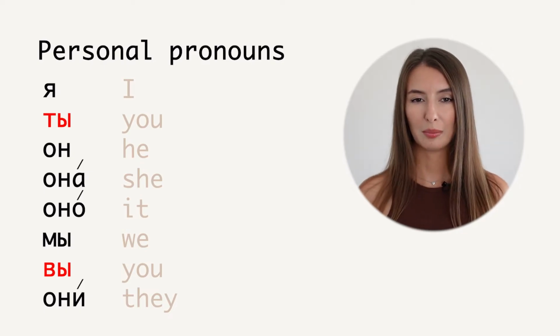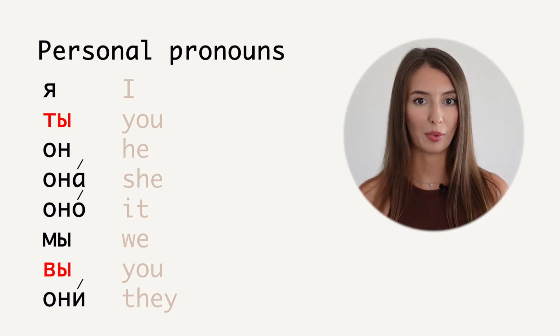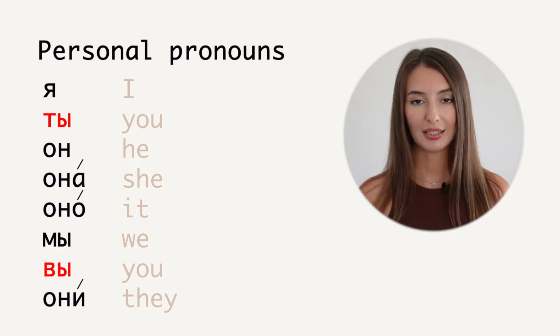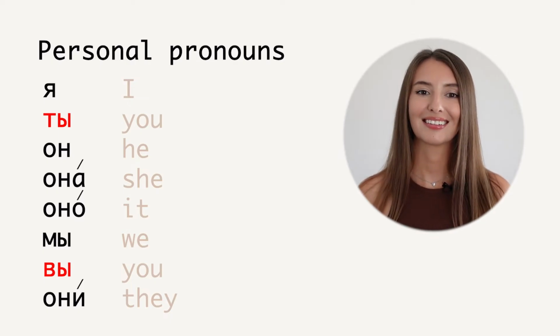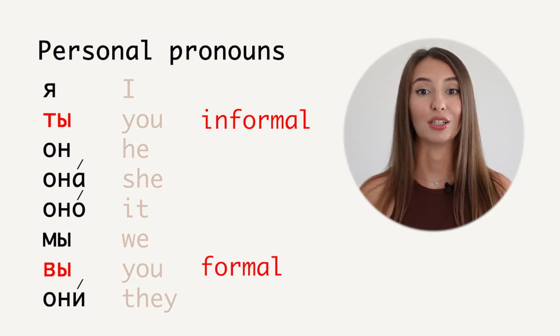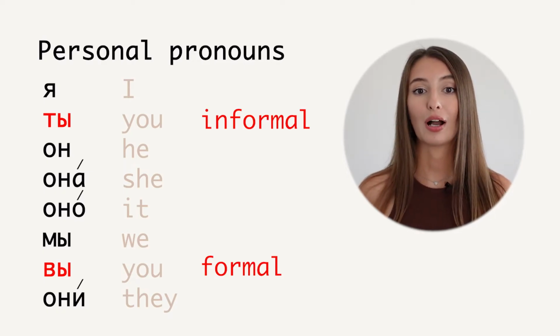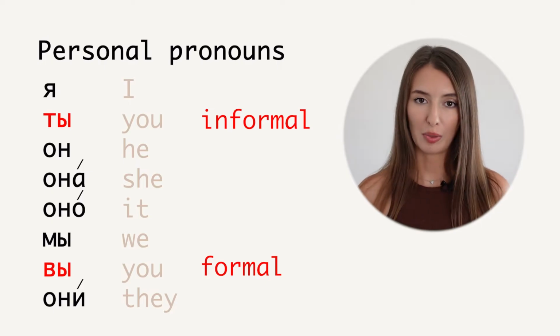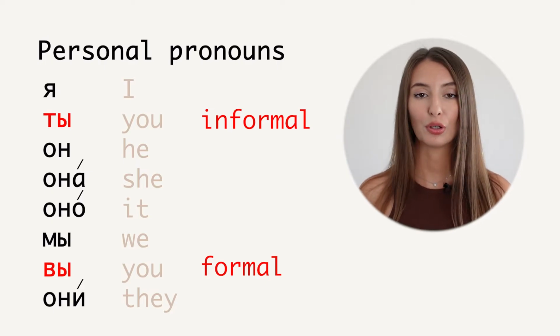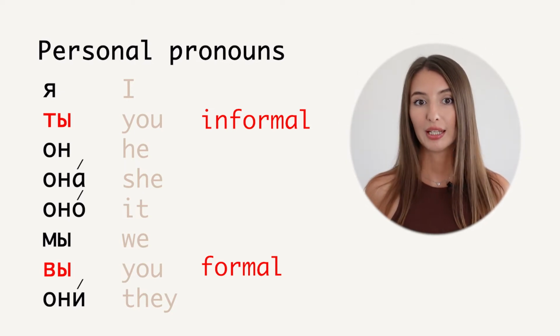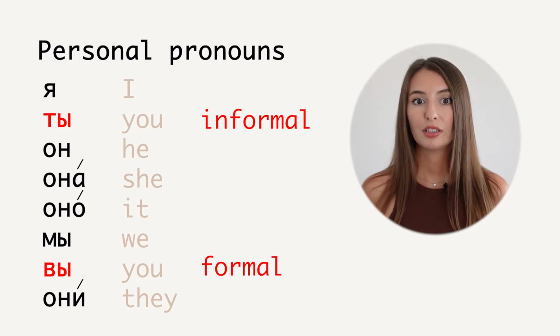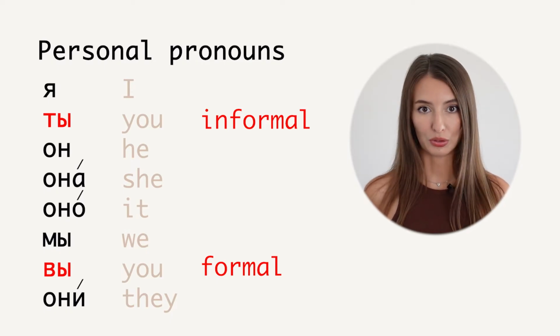But do you remember the strong division between formal and informal speaking I mentioned in one of my previous videos? Yes, we use ты for a friend, a person of our age, and a family member, and вы for a stranger and someone who is older than us. We use the plural pronoun вы in formal speaking, even if we are addressing one person.